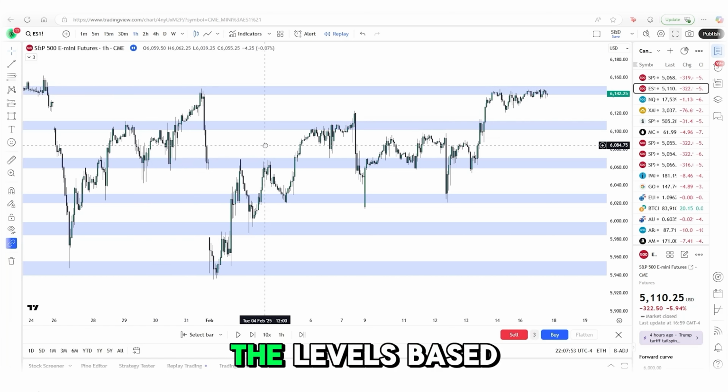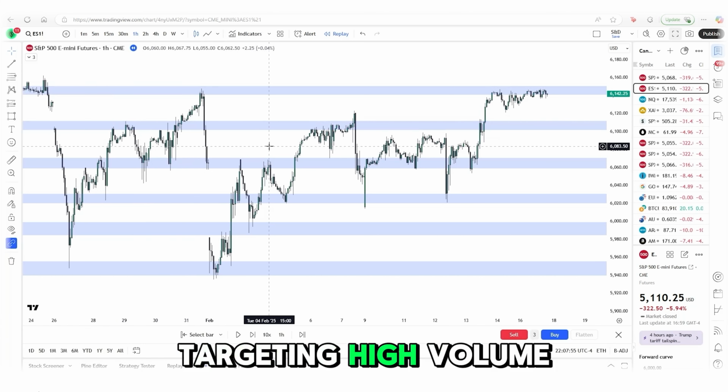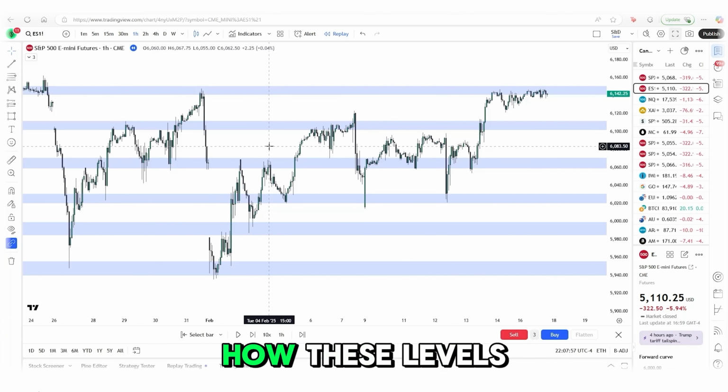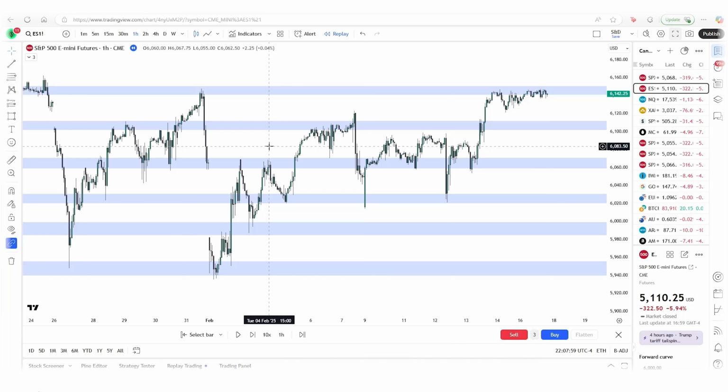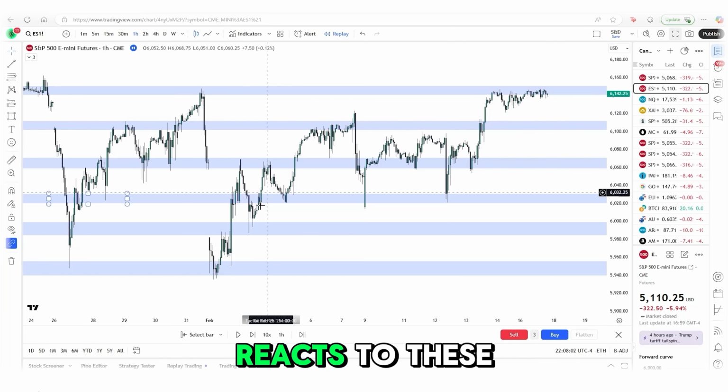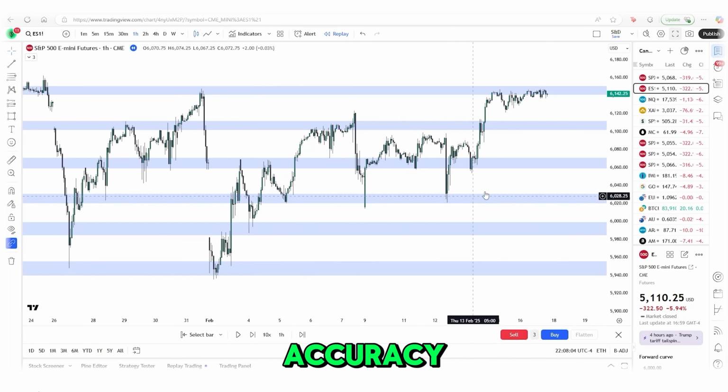Alright, here are the levels, based on our formula targeting high volume areas. So let's see how these levels play out in the future. Now, notice how the price always reacts to these levels with very high accuracy? That's because it's always gravitating to where the volume is. So this is like a market cheat code in a sense.